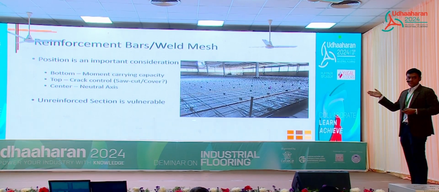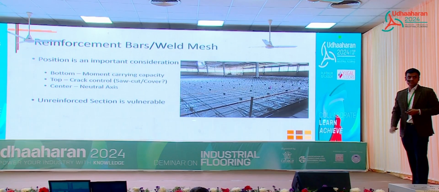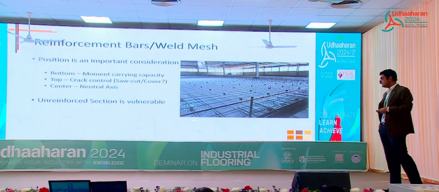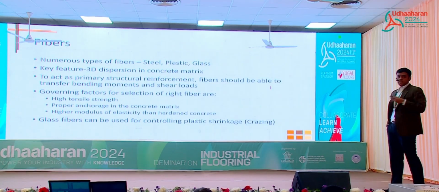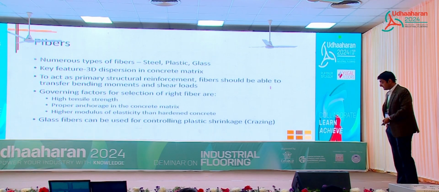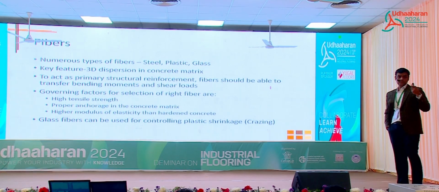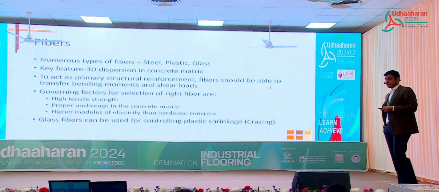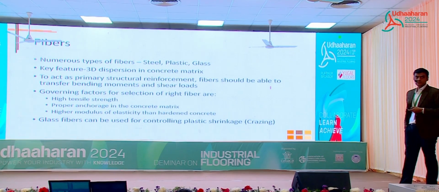And one limitation of reinforcement bars is the unreinforced section is vulnerable. That is where steel fibers come in. There are numerous types of fibers: steel, plastic, glass. Plastic is something that we have avoided because of finishing nightmares. A key feature of steel fibers is three-dimensional dispersion. That is the limitation of your torch steel.